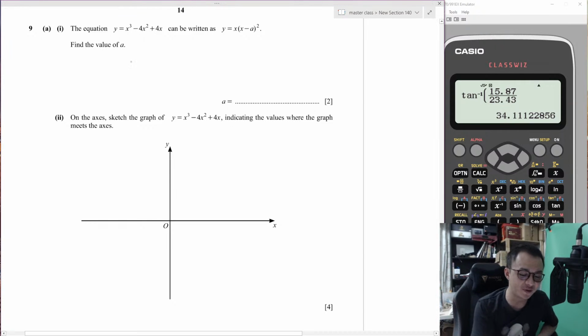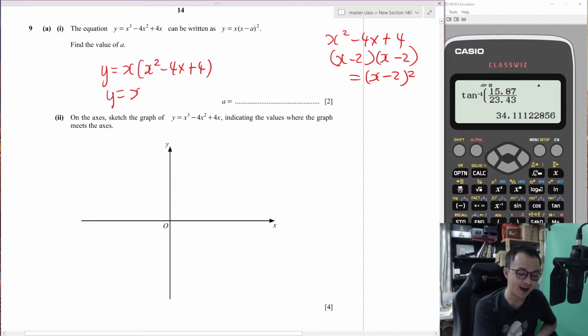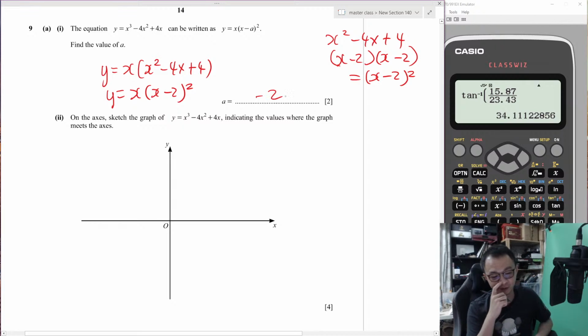Alright, so I will try to factorize this one. First thing is I take out the x from every single term. And then I know x squared minus 4x plus 4 I can factorize again. It should be x minus 2 and x minus 2. Then I can call it x minus 2 squared. So this one should be x times x minus 2 squared. Okay, then they ask about a. A is negative 2.